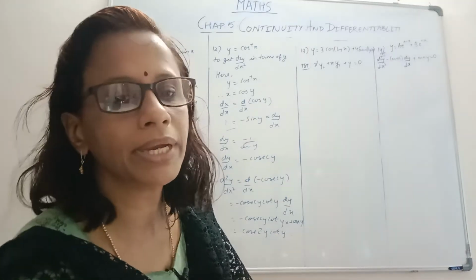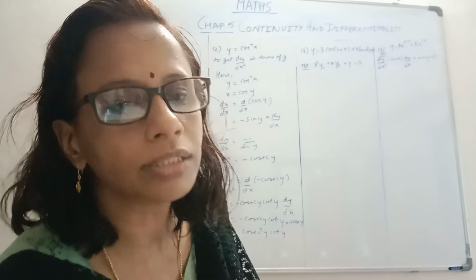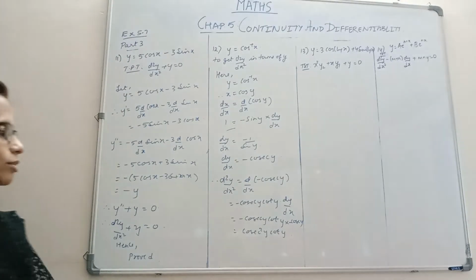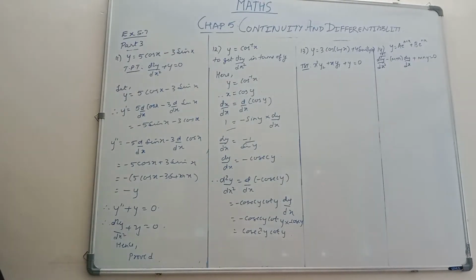Let me see if that is the expected answer. That's it. Right. Cosec squared y and cot y. For a change, because otherwise it becomes slightly clumsier. So this one. Okay. Next we go to the next question.